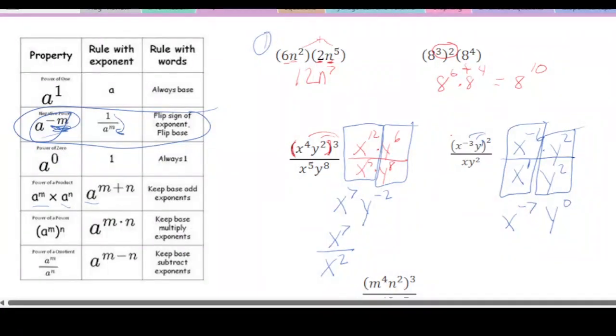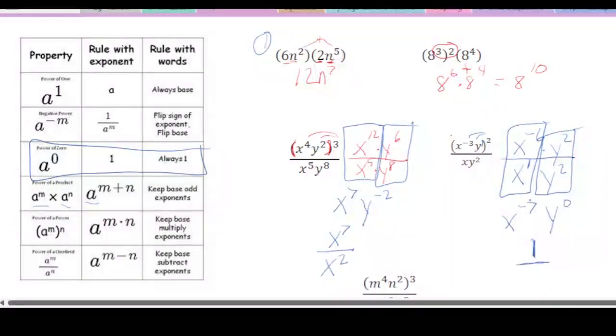Okay, anything to the 0 power, going back over here, looking at my rule, is always 1. So that's going to turn into 1 instead of the y. And then again, to get rid of that negative 7, I'm going to put this in the denominator, x to the 7th. So this whole thing simplified to 1 over x to the 7th.